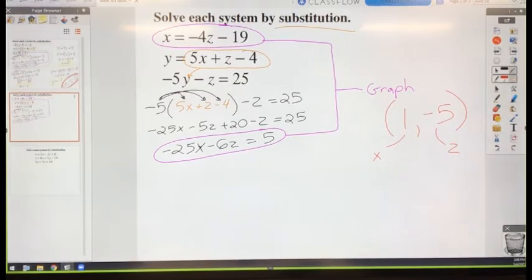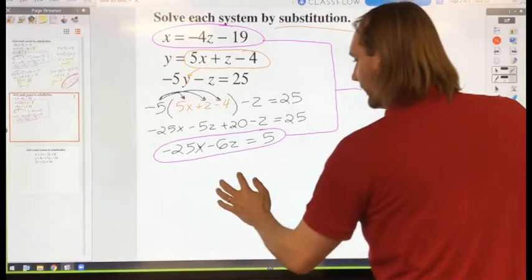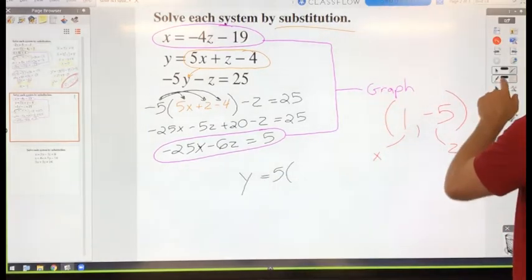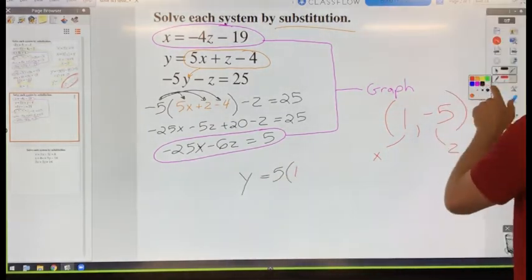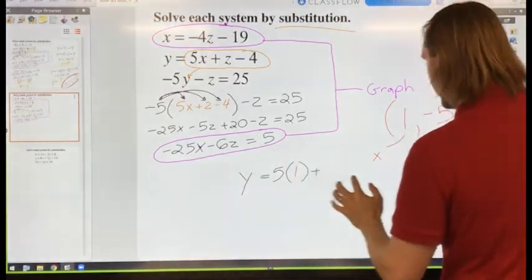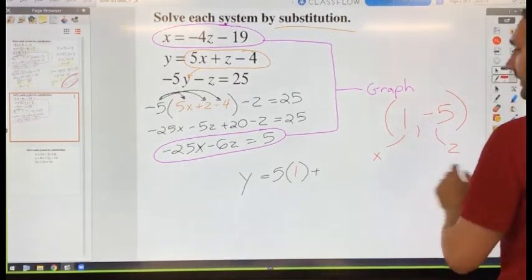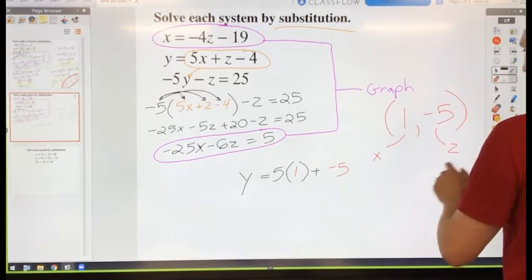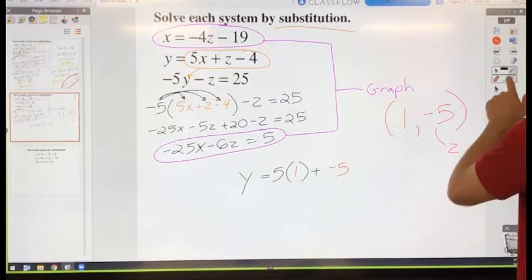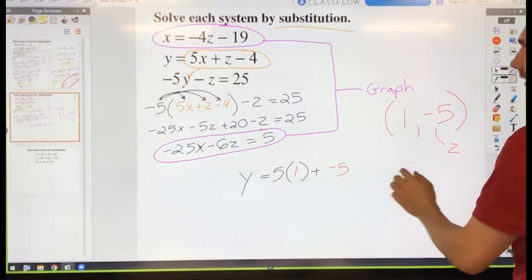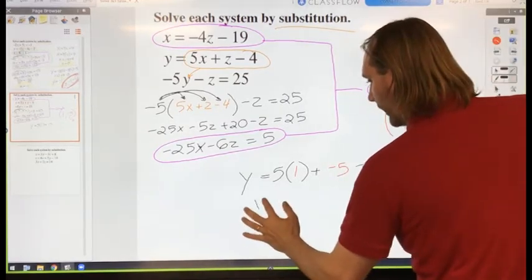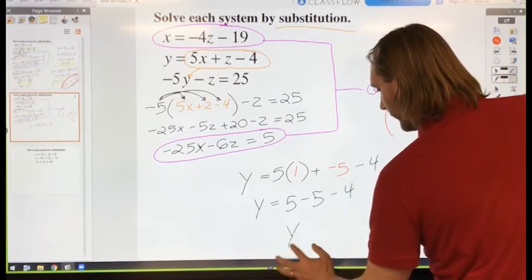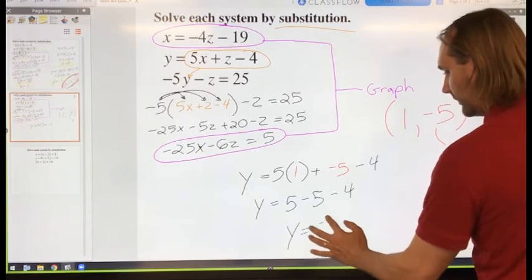Plug it in. So I get y equals 5 times x, which is 1, plus z, which is negative 5, minus 4. Take care of that for now. And negative 4. So that's y equals 5 minus 5 minus 4. Therefore, y equals, that's 0, negative 4.